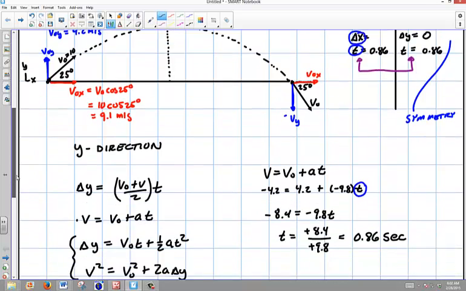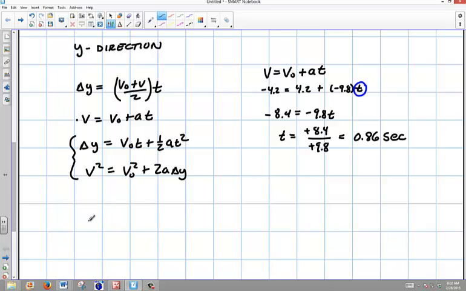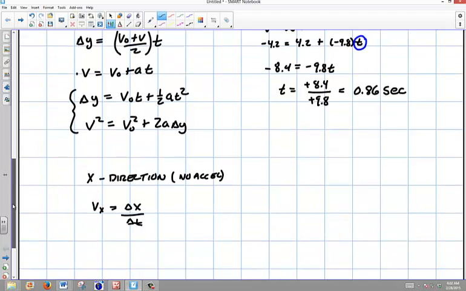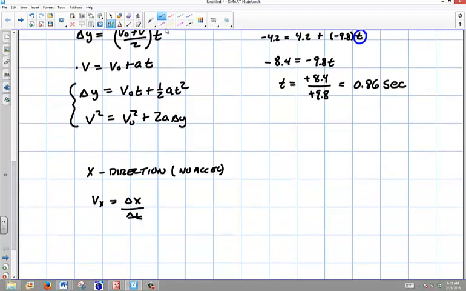And now I want to find the range. And I look over in my x direction. And in my x direction, I only have one equation. It's just this one. Vx is delta x over delta t, right? Because there's no acceleration, right? So this one has no acceleration, right? And this one has a constant acceleration. We just did.